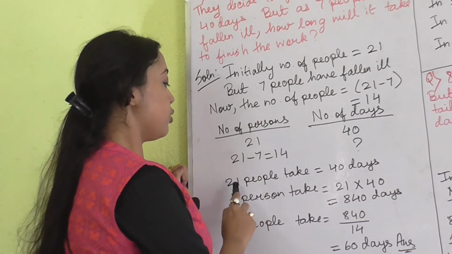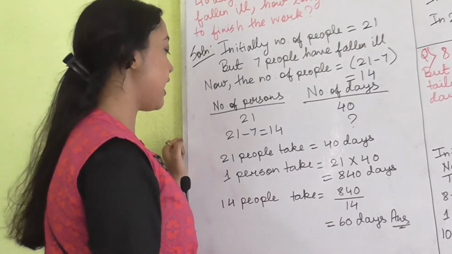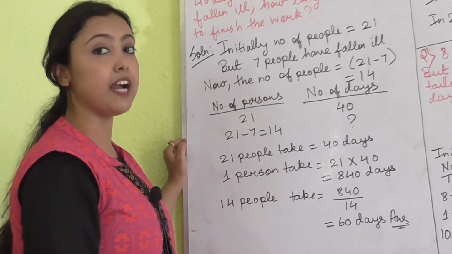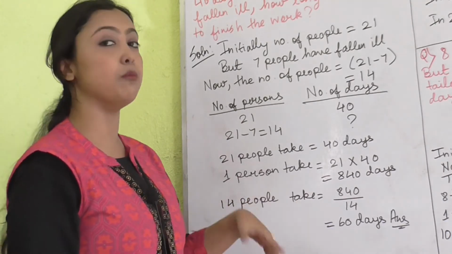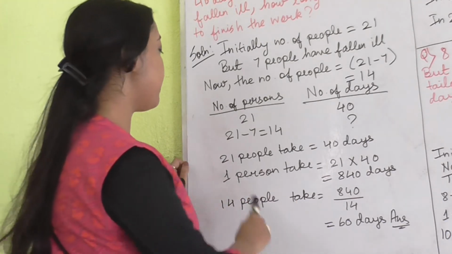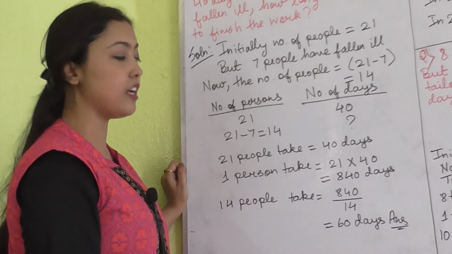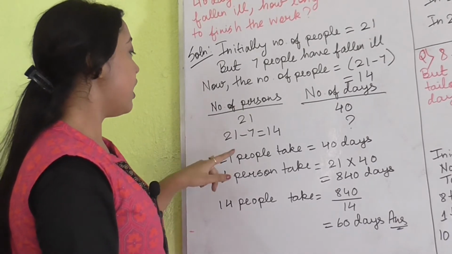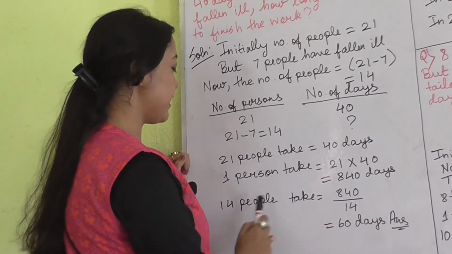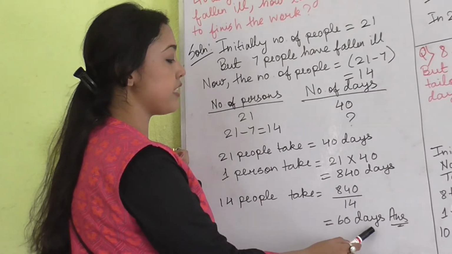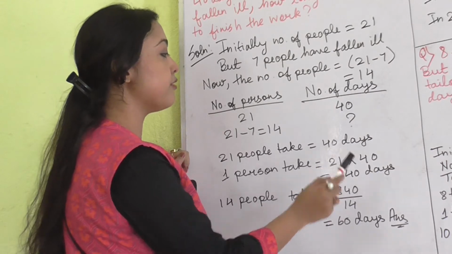So first, 21 people will take how much time? 40 days. So first you have to find out how much time will be taken by one person in order to complete the work. One person will obviously take more time. How much time? One person will take 21 into 40, that is 840 days in order to complete the work. Now how much time will 14 people take? 14 people will take 840 divided by 14, that is 60 days in order to complete the work, which is greater than 40.